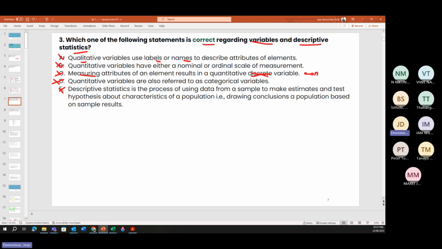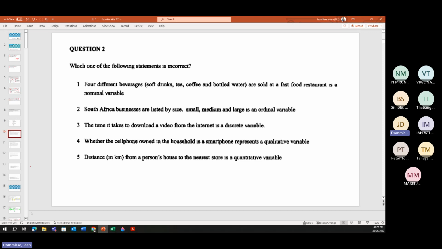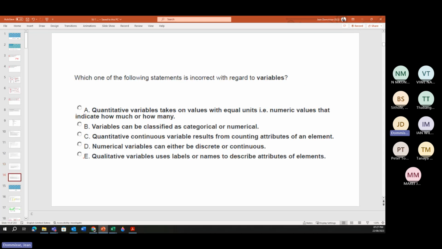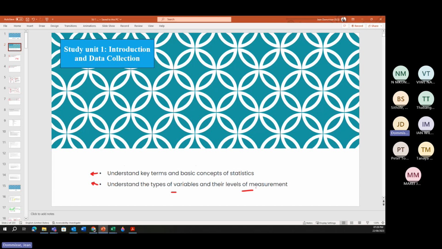Okay, so when we get to your exam prep, we will also go through some of the others, and you can see there are lots of things that I've taken out of previous exam papers that we will cover. But this is just a quick recap of study unit 1, where we looked at the difference between samples and populations, and then, as we said, types of variables and levels of measurement.